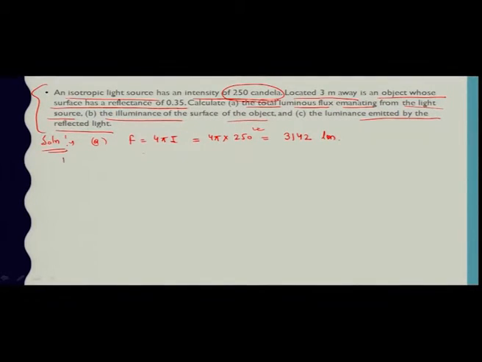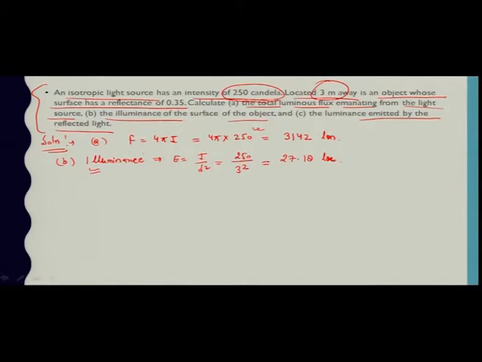Now the second question is how to find the illuminance of the surface of the object. This illuminance is calculated as E equals I upon d square. So that is 250 upon 3 meter, that is 3 square, equals 27.18, and illuminance is expressed in lux, so Lx.